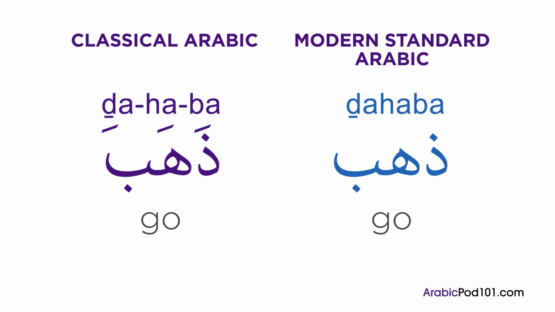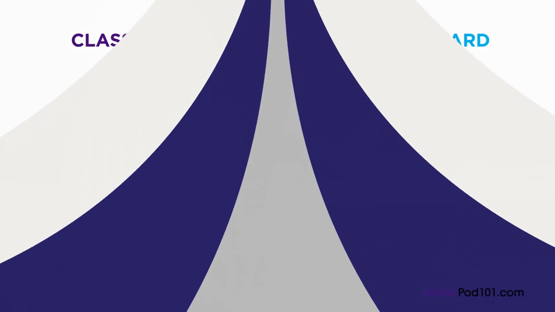Voweled text appears in the Quran. They are also used, though with less consistency, in other religious texts, in classical poetry, in books for children, in books for foreign learners, and occasionally in complex texts to avoid ambiguity. Modern Standard Arabic is used everywhere else, meaning it's much more common. So most of the time, the vowels would not be written at all.